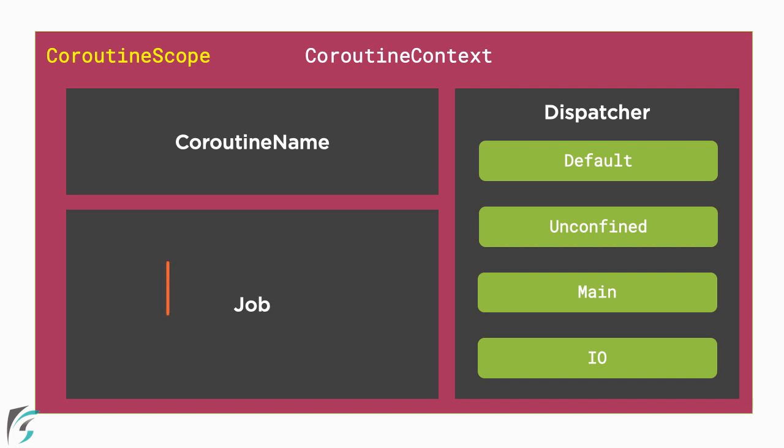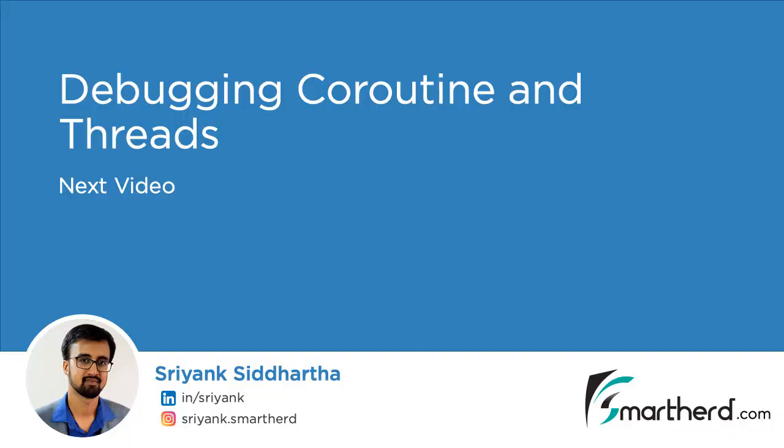Fine. Now next we have this job object, which we have already explored in our previous videos. So I guess no need to discuss anything about this right now. Next, what about the coroutine names? Well, you can assign a name to your coroutine and even combine two coroutine contexts together. And also by assigning names to your coroutine, you can debug your coroutine, right? So how to debug coroutines and threads, let's explore that in the next video.